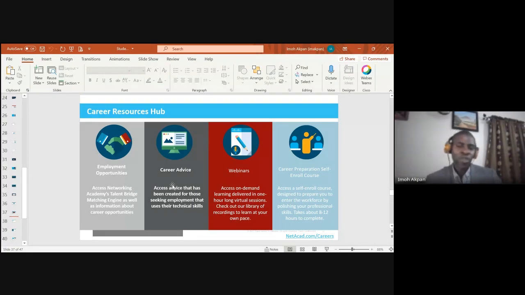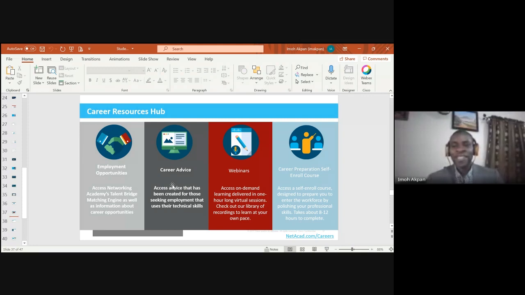So for webinars, you have webinars that have already been put in place on topics like how do you prepare yourself, how do you prepare your CVs, how do you go for an interview, what attitude is required to stay in jobs. And so you have webinars that have already been recorded, and students can access them just to prepare themselves in terms of employability skills.